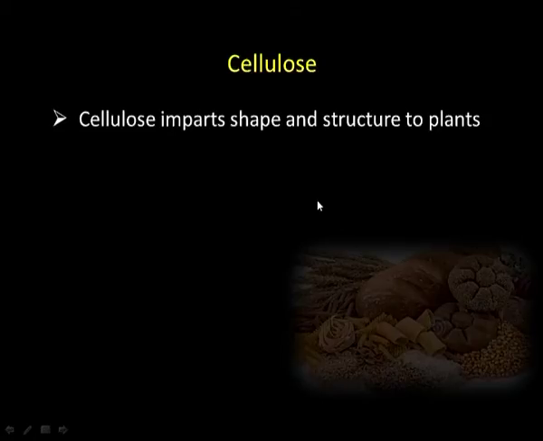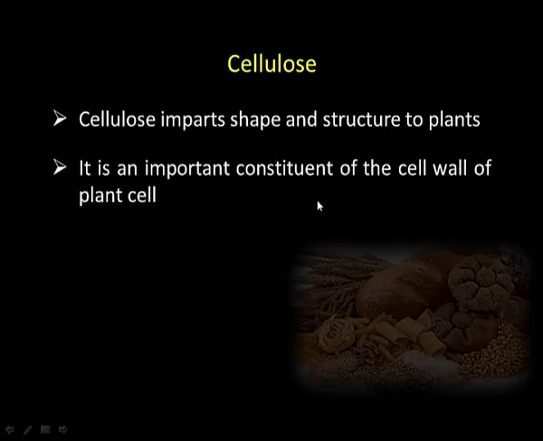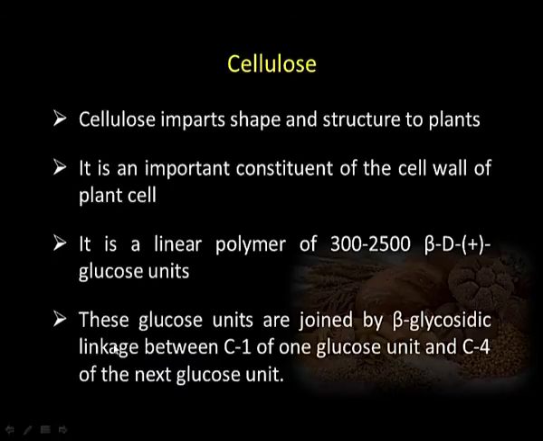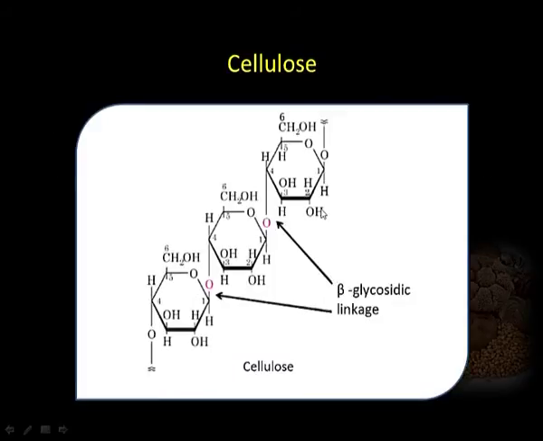Next polysaccharide is cellulose. Cellulose imparts shape and structure to plants. It is an important constituent of the cell wall of plant cells. It is a linear polymer of 300 to 2500 beta D plus glucose units. Now, you see again the basic unit is glucose, but here it is the beta D plus glucose. These glucose units are joined by beta glycosidic linkage between C1 of one glucose unit and C4 of the next glucose unit. We can see the structure like this.